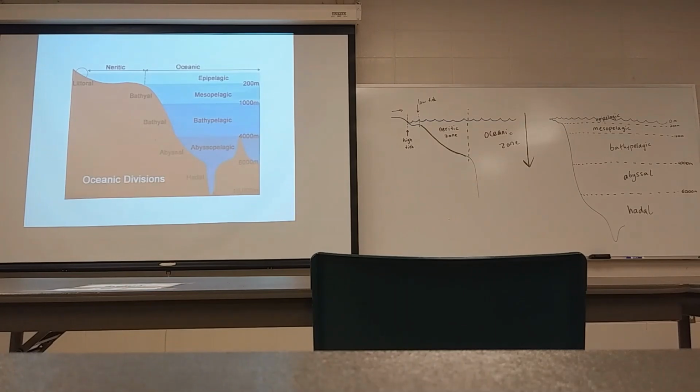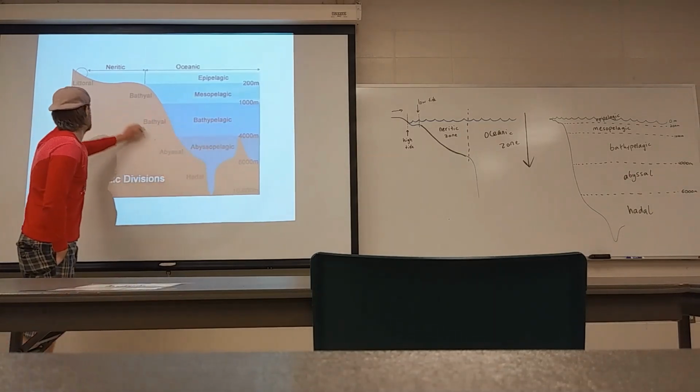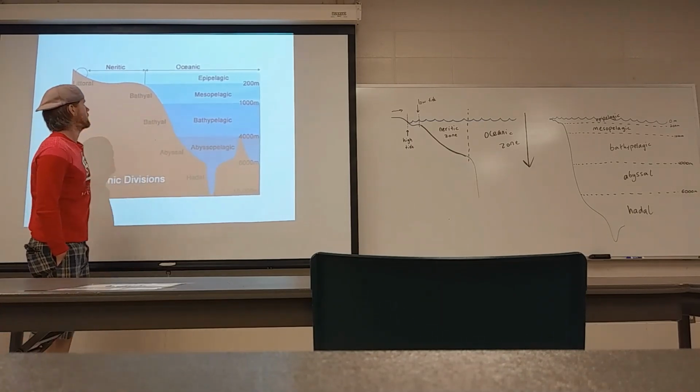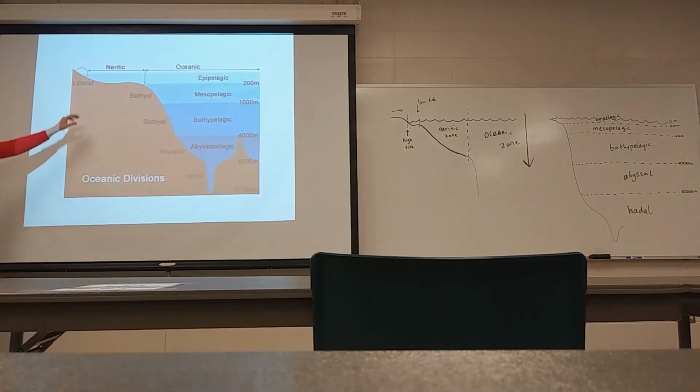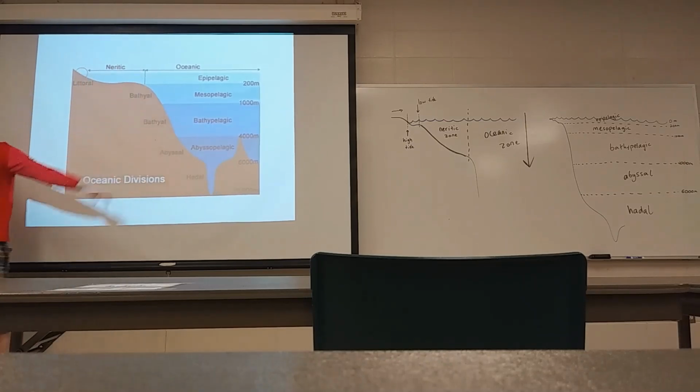And if you don't like my picture, here's another one that shows, and this is not really to scale either, the oceanic divisions moving down. It also shows you the intertidal or littoral zone, and then the neritic. You can see the continental shelf extending out. Again, much of the life we observe in the ocean lives in that neritic zone.